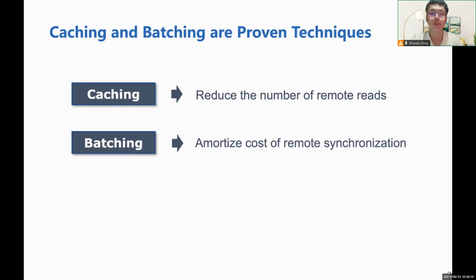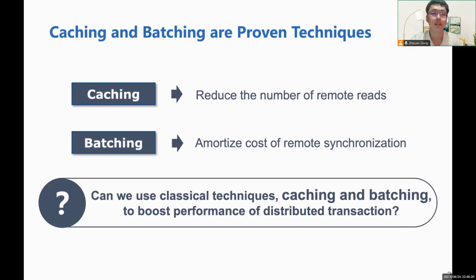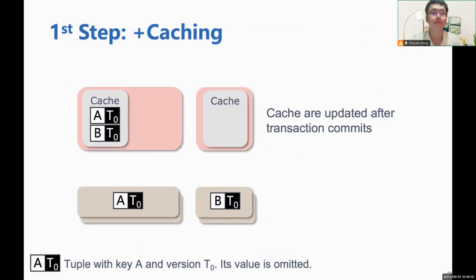For reducing communication cost, caching and batching are proven techniques in distributed systems. In the case of distributed transactions, caching can decrease the need for remote reads, while batching can help amortize the cost of remote synchronization. This leads to an intuitive question. Can we use classical techniques like caching and batching to boost the performance of distributed transactions? Then let's give it a try.